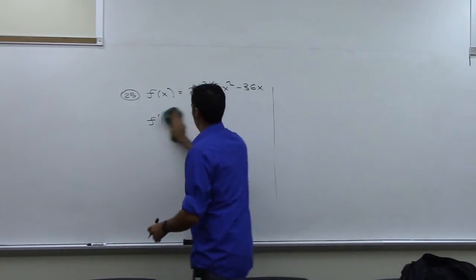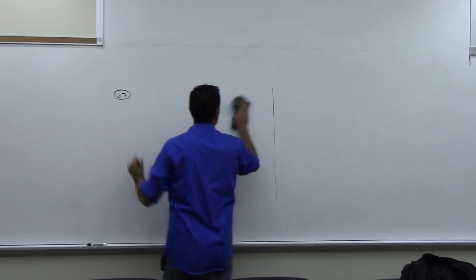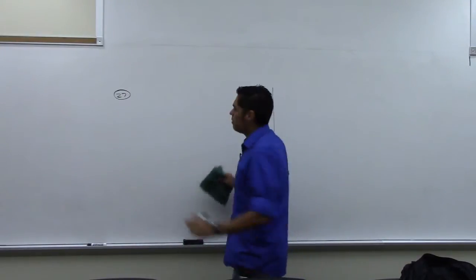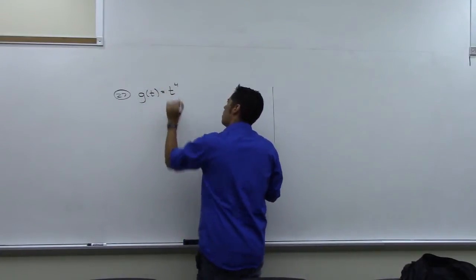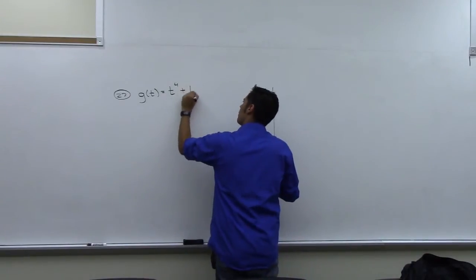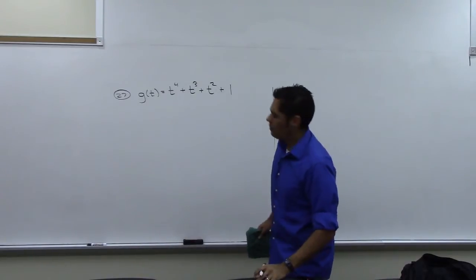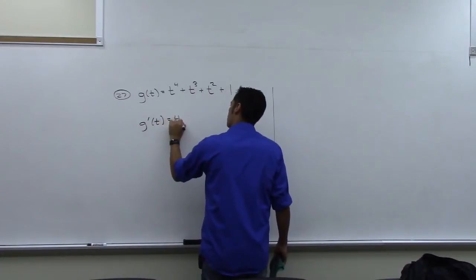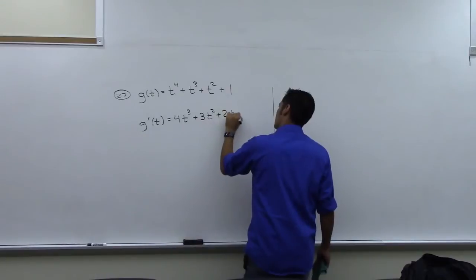All right, number 27. G of t equals t to the 4th plus t cubed plus t squared plus 1. All right, so first thing, I take the derivative, g prime of t. This is 4t cubed plus 3t squared plus 2t.